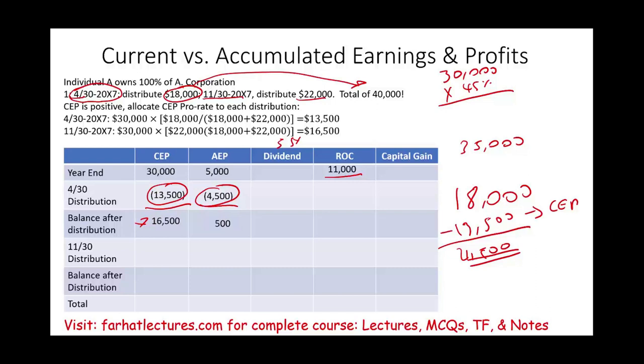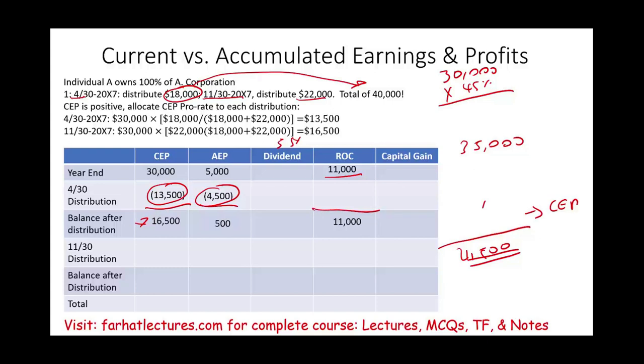Now, let's see, what else do we have here? Actually, we distributed not 18, we distributed 30,000. We distributed 18,000 the first time, on April 15th. So what we did is we made the distribution, basically, we allocated the distribution. Now, the return of capital is still 11,000. We did not touch that.